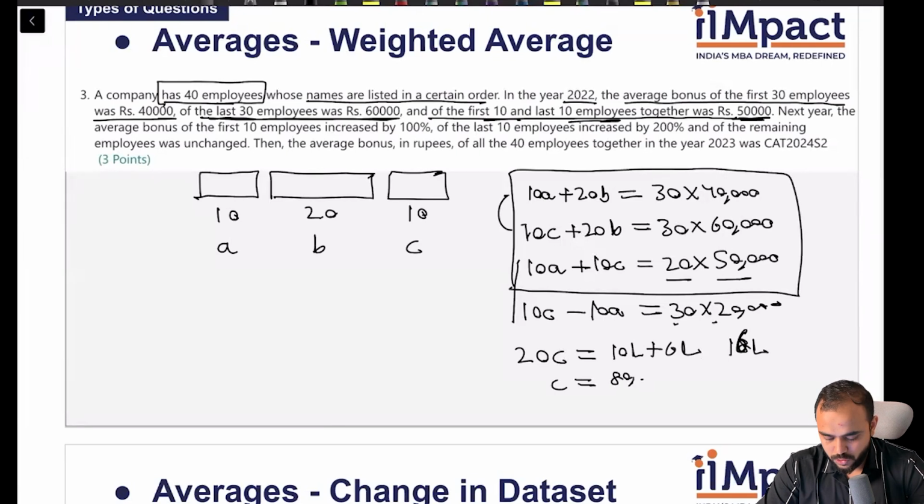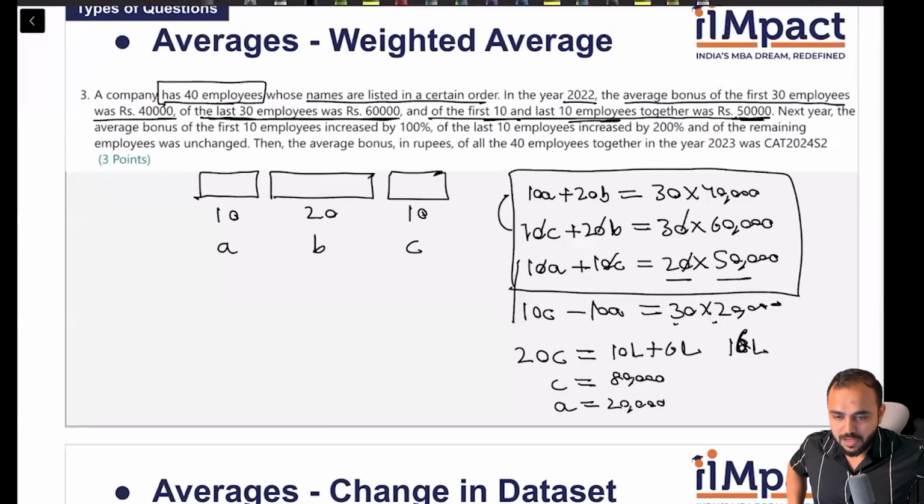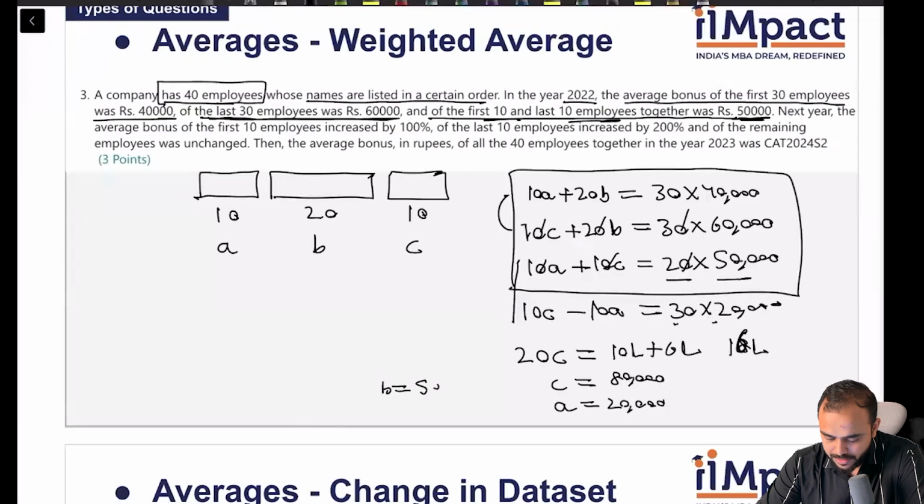80,000. So you have C as 80,000, which you can now put back. If you cancel this out, you will get A plus C is equal to 1 lakh. So A is equal to 20,000. And if you cancel this, you will get C plus 2B is equal to 1.8, which means B is equal to 1 lakh or B is equal to 50,000.